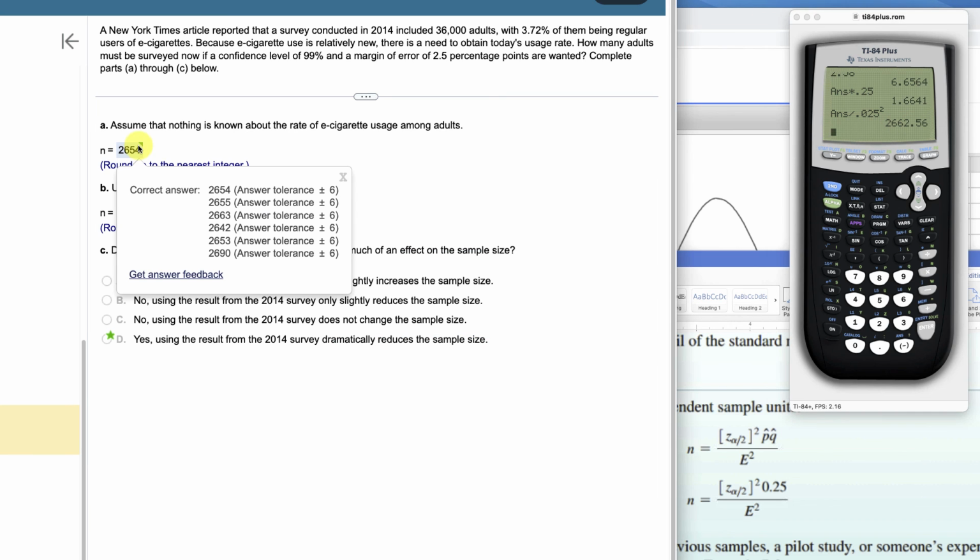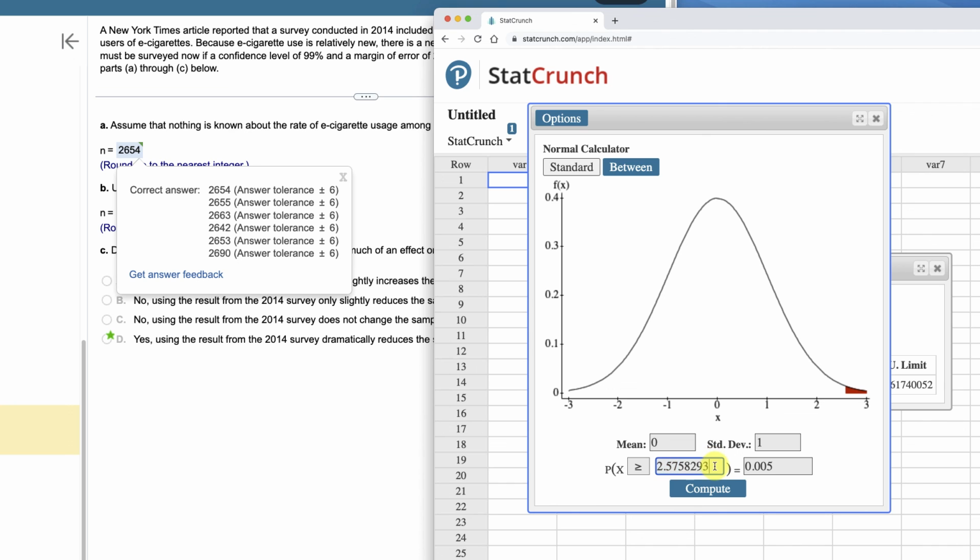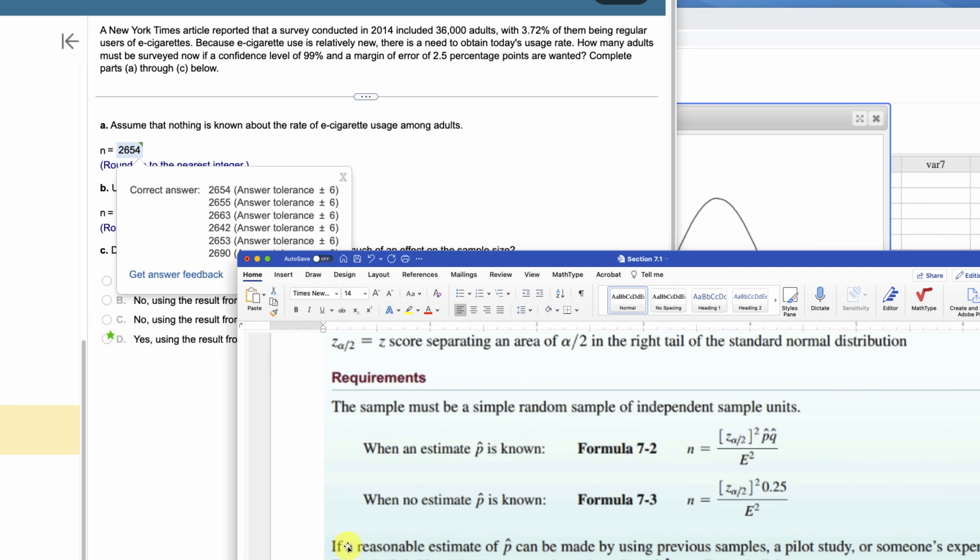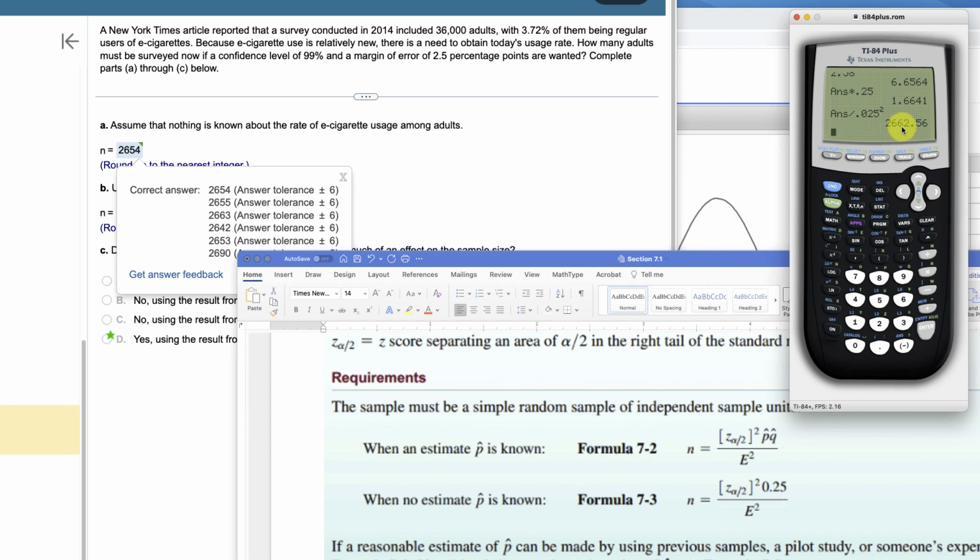2662, and we round up. 2663. I'm not sure why there's many different answers here. It might be because you're using different types of ways to get the answer, or if you're rounding or not. You might, depending on the rounding you do of your z value here. So if you don't round the critical value, if I take all of this, that might be a difference in our numbers. So we currently have, and it's a perfectly valid answer, 2663. 2663 is right there, okay?